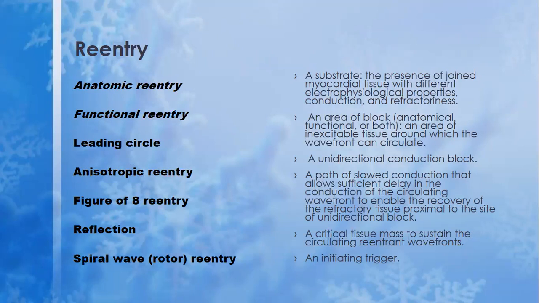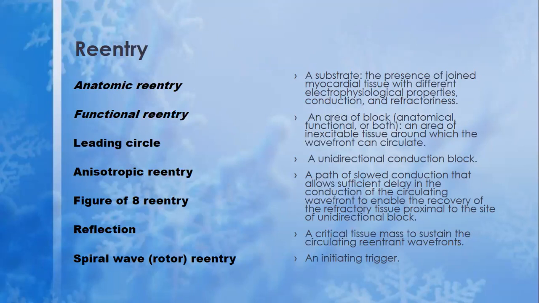An area of inaccessible tissue. What is the block? An area of inaccessible tissue around which the waveform can circulate. A unidirectional conduction block may be there. A path of slowed conduction that allows sufficient delay in the conduction of the circulating waveform to enable the recovery of the refractory tissue proximal to the site of unidirectional block. We'll explain it. A critical tissue mass to sustain the circulating reentrant waveform must be there. If the mass or the substrate is very small in size, in that case, reentry will not occur. And an initiating trigger phenomenon must be there.